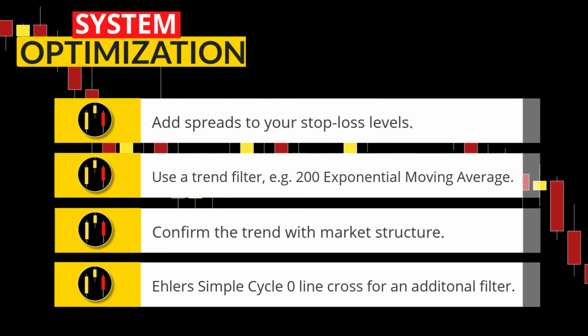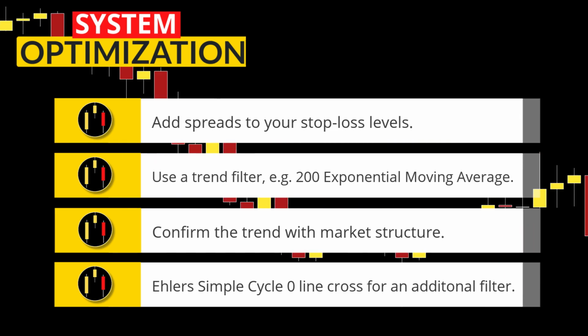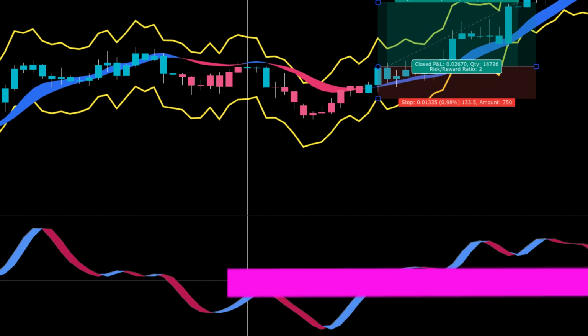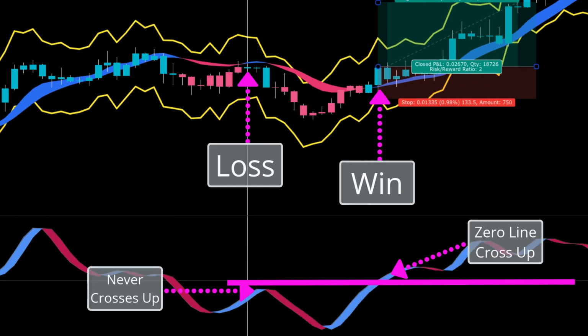Furthermore, the Ehlers Simple Cycle can be used for an additional filter. Look at this chart where only taking signals when the oscillator crosses the 0 line produces great results, and where it doesn't, you can see a stop loss.